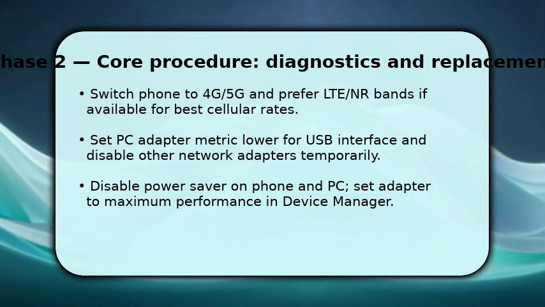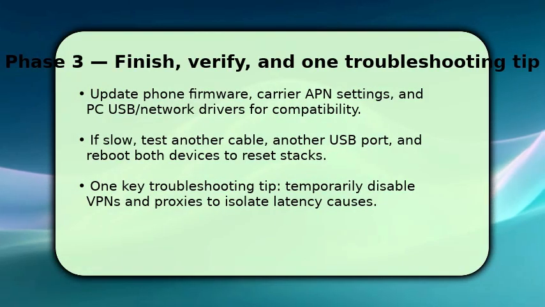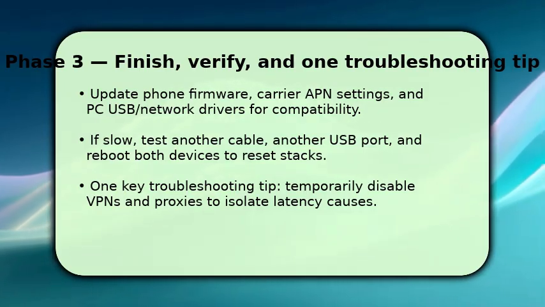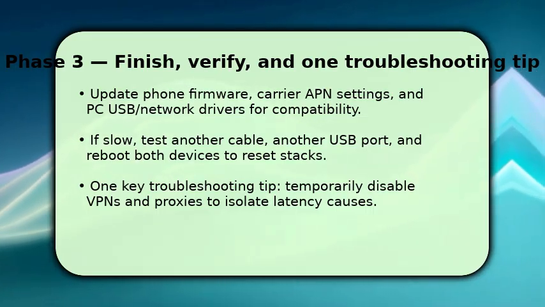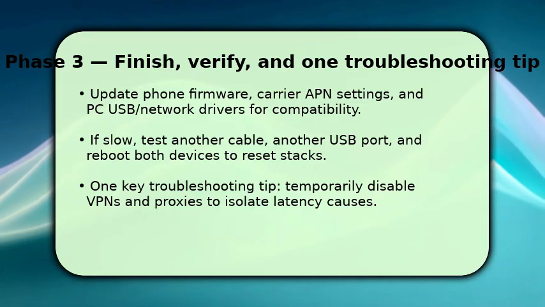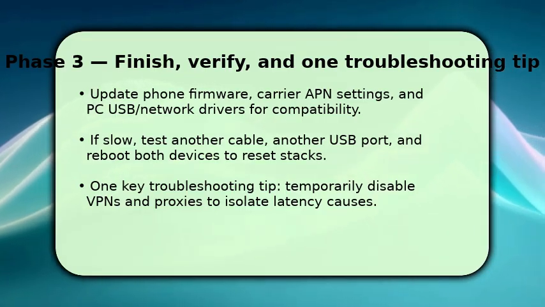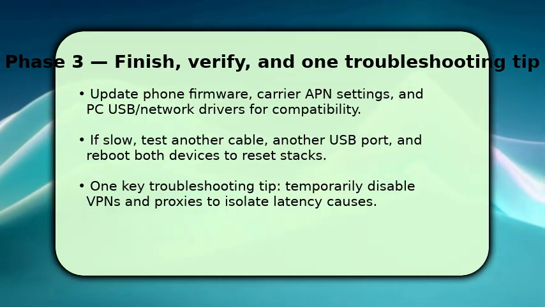Once these tweaks are applied, finish with driver and firmware checks and targeted troubleshooting so improvements stick. Update your phone's modem firmware, verify carrier APN settings match recommended values, and install the latest USB and network drivers on the PC. If speeds remain low, swap the cable and try a different USB port or computer to isolate hardware faults, then reboot both devices to reset network stacks.